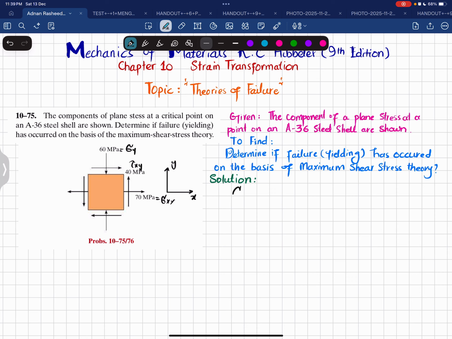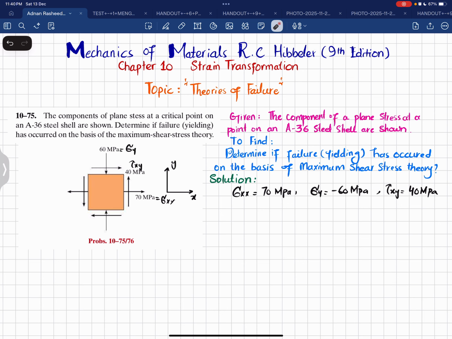So again, sigma xx is 70 megapascal, while sigma y is minus 60 megapascal, because you can see in the figure that this is compressive, and you have tau of xy, which is 40 megapascal. Why is this positive? Because this is the plane that is perpendicular to the x-axis, and here this shear stress acts in the direction of positive y. So we will call this tau of xy is 40 megapascal.